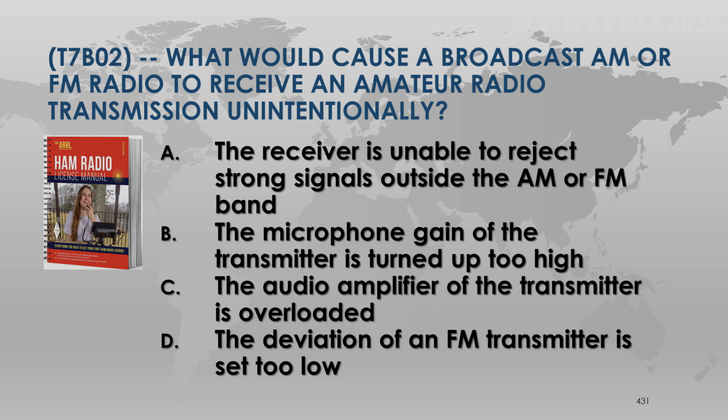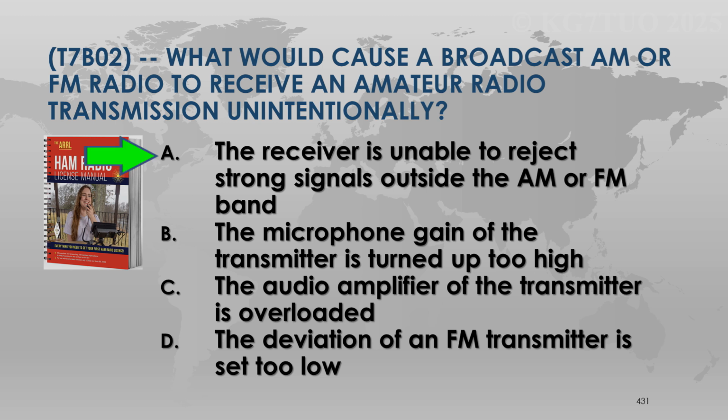Well, let's see, what are we transmitting on? Amateur radio, it doesn't say. But you don't set the deviation, do you? So it's probably not D. So the audio amplifier of the transmitter, or the receiver is unable to reject it. And we're going with Alpha. Alpha. All right, it is Alpha.